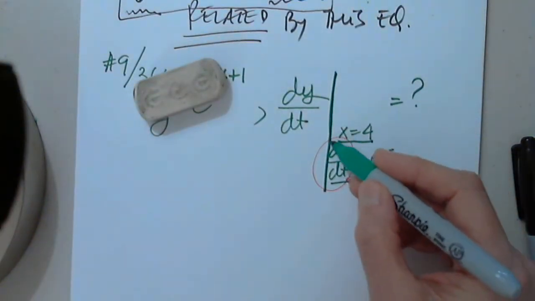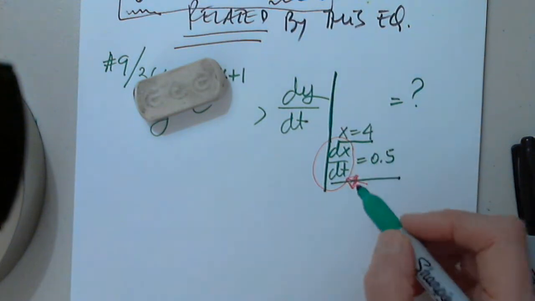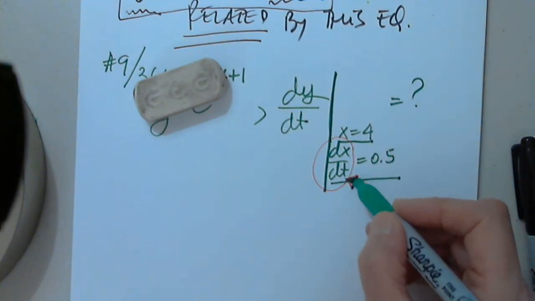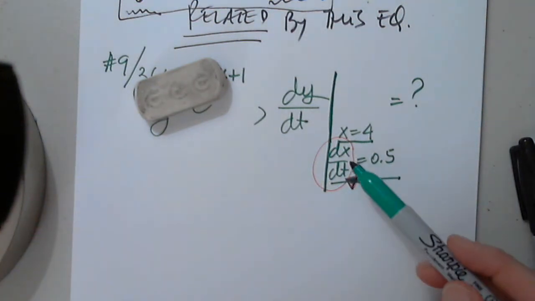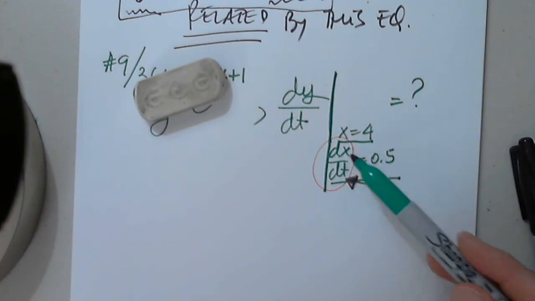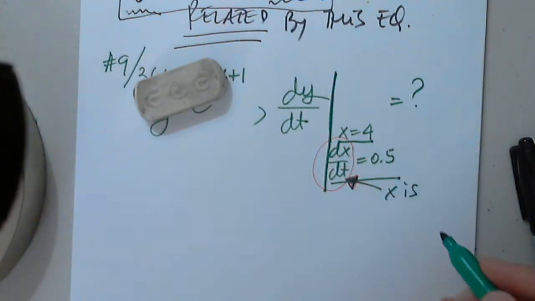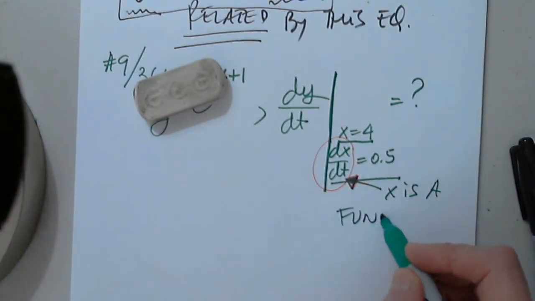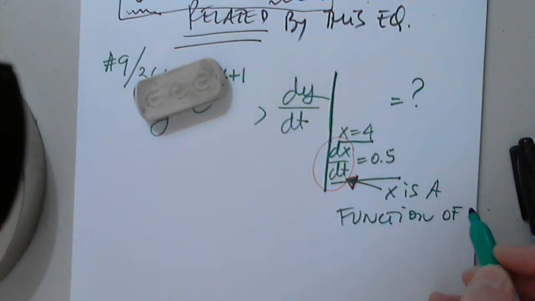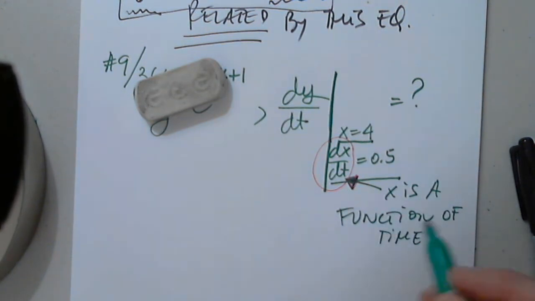So now let's just look and analyze dx over dt. What does this mean? I'm told dx over dt is whatever. What is the conclusion? That x is what? A function of t. Exactly. Thank you very much. Excellent. It is a function of time. Absolutely. Or t, whatever. It may not be time. It may be something else.